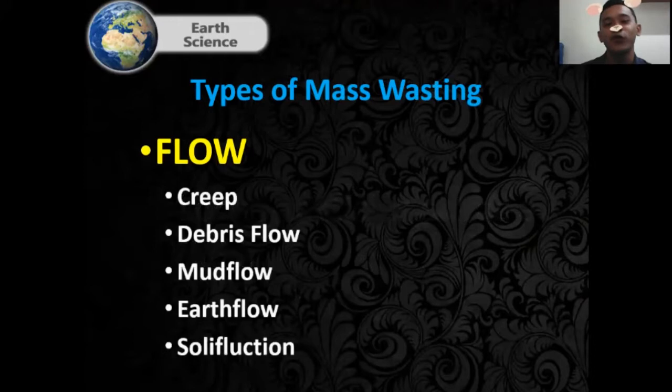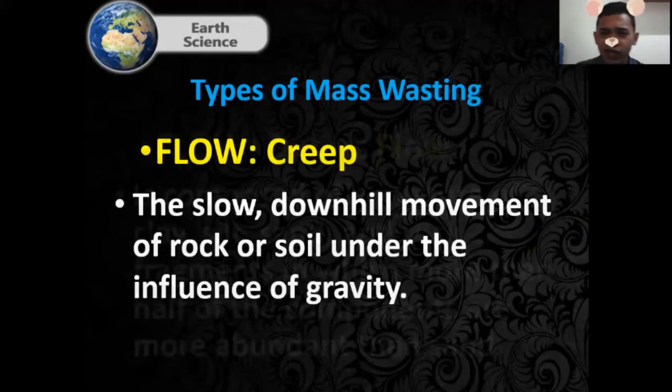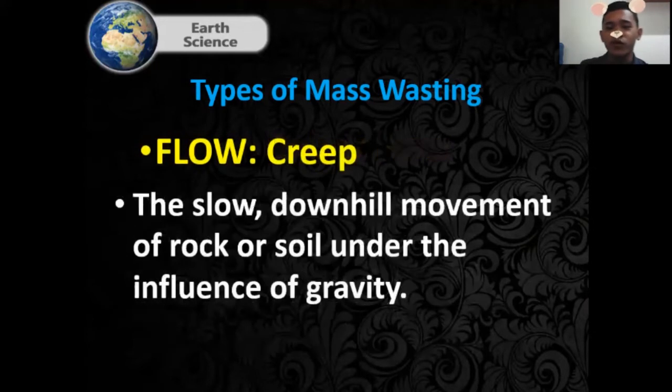There are different types of flow under your mass wasting, no? So it can be a creep, a debris flow, mud flow, earth flow, or solifluction. When you say about creep, there's a slow downhill movement of rock or soil under the influence of gravity. So, ang movement niya, class, is medyo slow lang siya, pero pababa pa rin ha. Nag-move siya, pero parang hinahinali yung pag-move. We call that one as your creep.